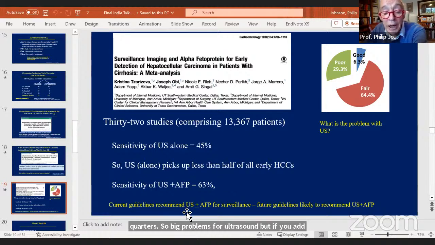So the current guidelines recommend ultrasound with or without AFP. Future guidelines look as though it's going to become a standard recommendation to do ultrasound and AFP in HCC surveillance.